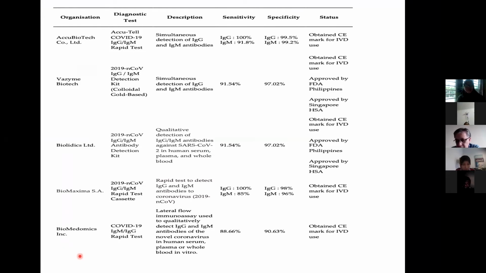Because it's too big. Right? So SD Biosensor is the company from Korea that is supplying Malaysia with the rapid test kit. I'm not sure whether they are supplying antigen test kits or antibody test kits. I'm not sure. It is supposed to be in the list, but I don't know why it is out of the list. SD Biosensor.